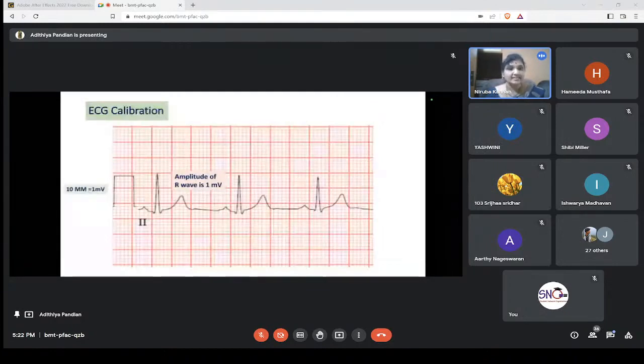In this, you can see your amplitude is fixed to 1 millivolt for the R wave. Otherwise, it will become very difficult for us.